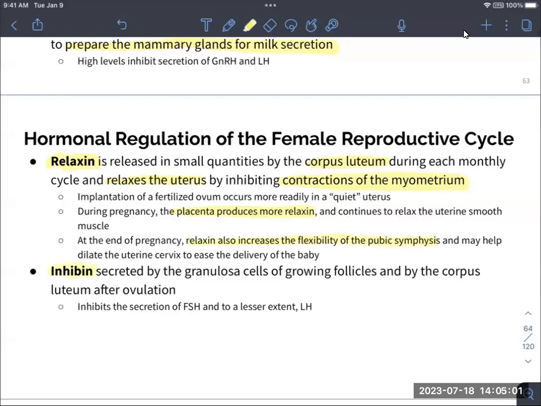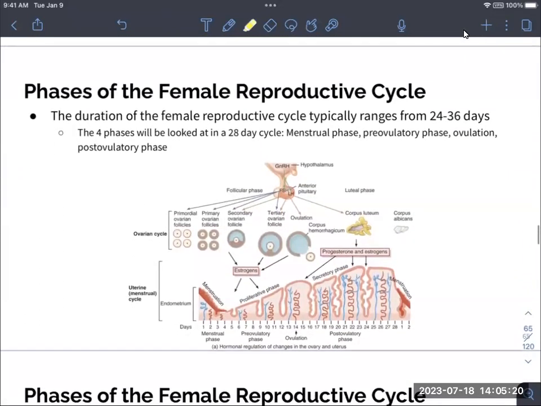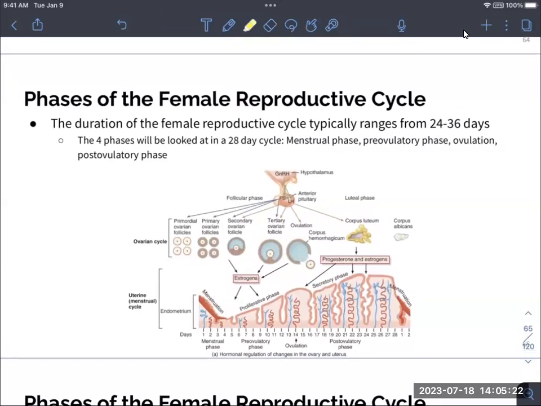Inhibin. This comes from those granulosa cells that are making follicles and the corpus luteum. It's inhibiting follicle stimulating hormone and somewhat luteinizing hormone. So during this reproductive cycle, it can range from 24 to 36 days. Every female is different. A lot of females, their cycle is going to be different every month even.